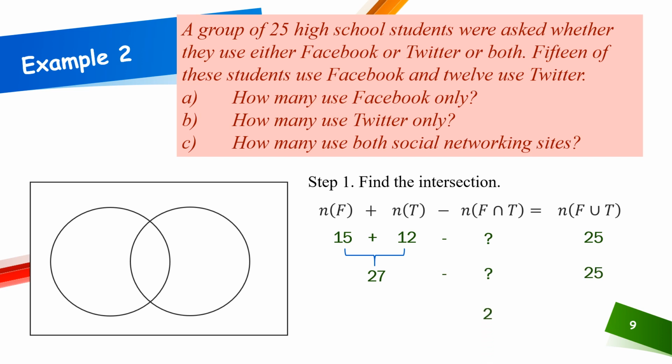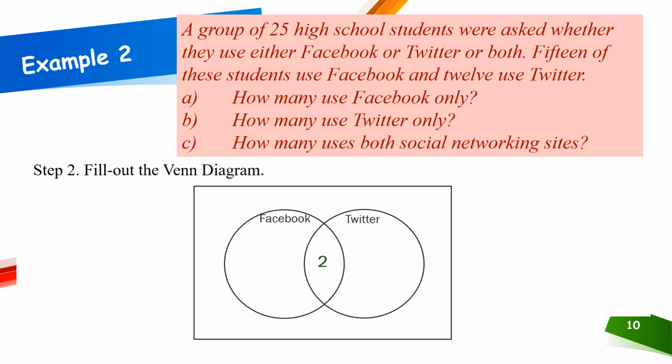This is the intersection of the 2 sets. Or this 2 represent the number of students that use both social networking sites. Ilalagay natin siya sa intersection na nasa Venn diagram. Ngayon, kumpletuhin na natin ang Venn diagram.